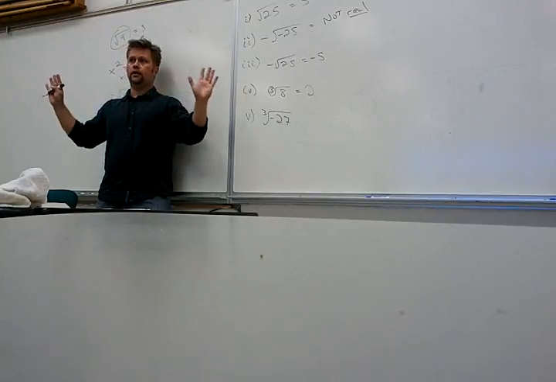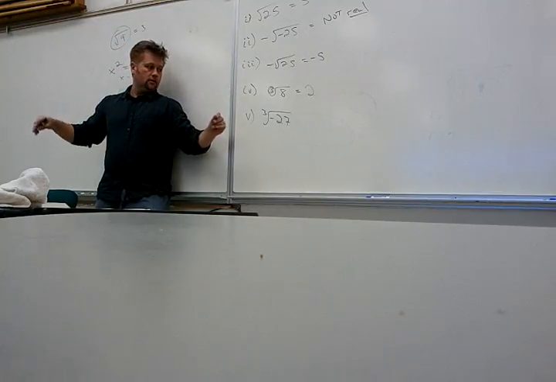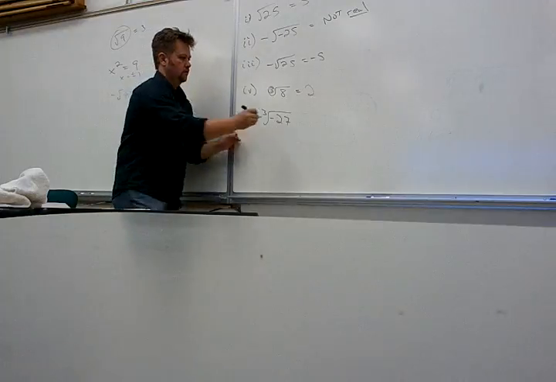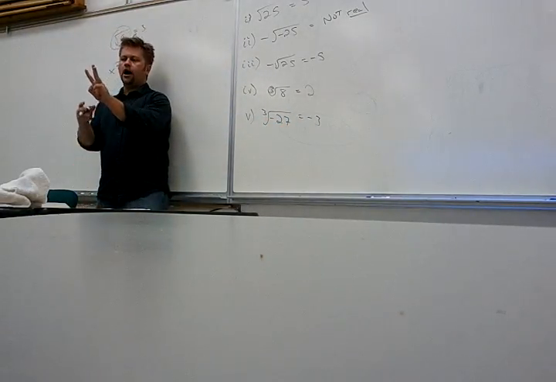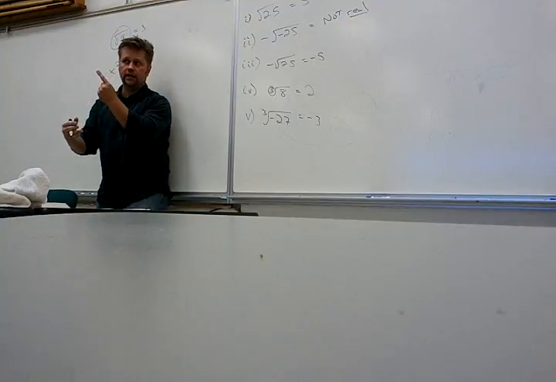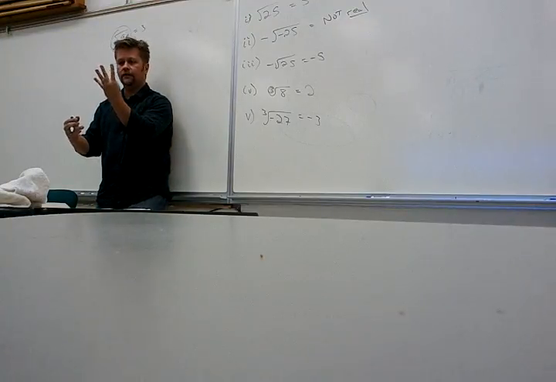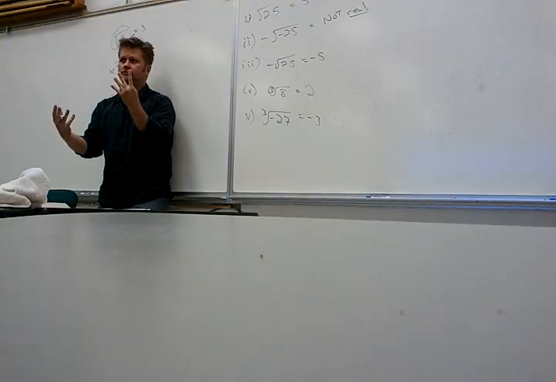So odd roots are laid back, like whatever. They can handle negatives. Because with any odd number of negatives multiplied together, there's still a negative left alive. Any even number of negatives, all the negatives cancel each other out.